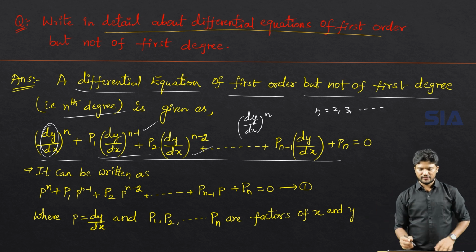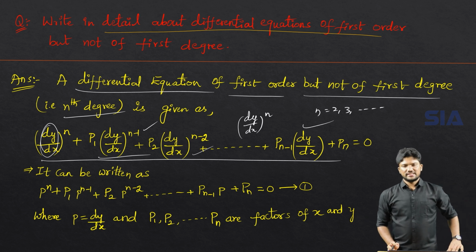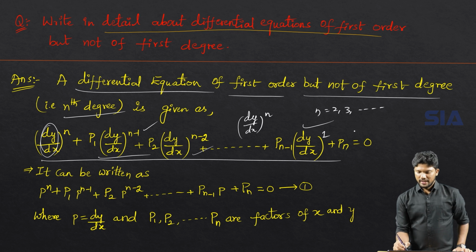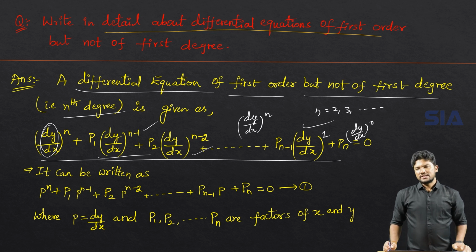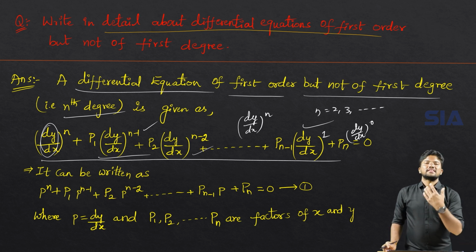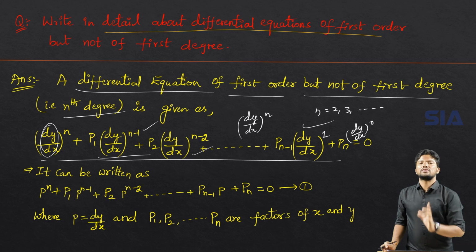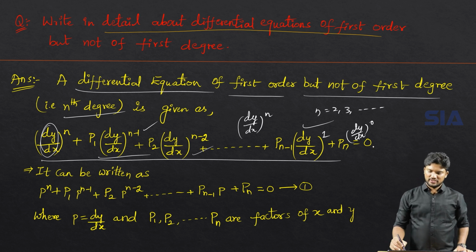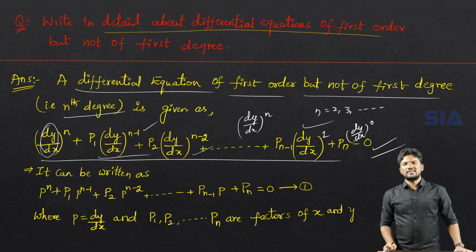If you proceed in this format, the term P suffix n minus 1 into dy by dx, whole power 1. Nothing written means the power is 1. And the last term P suffix n has dy by dx power value 0 after n. So there is no dy by dx term, which means the power of dy by dx is equal to 0. Power 0 is nothing but 1 only. So therefore equal to 0. This is the general form of the nth degree first order differential equation.